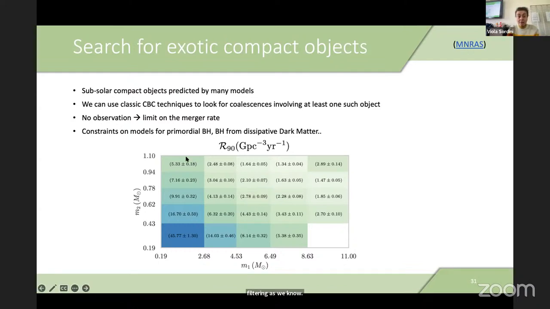So again, we put limits on the merger rate based on simulation. So you see the limits here. On the x-axis, you have the mass of an object that can be subsolar but goes up to standard masses. And then on the y-axis, an object that is only subsolar. And the numbers are the rates in gigaparsec^-3 year^-1 that we exclude at 90% confidence level. So these numbers are very important for people who work on models, for example, of primordial black holes or black holes created from dissipative dark matter. So they come with their theory model and they have to check their models against our observations. So we help them constrain their models.